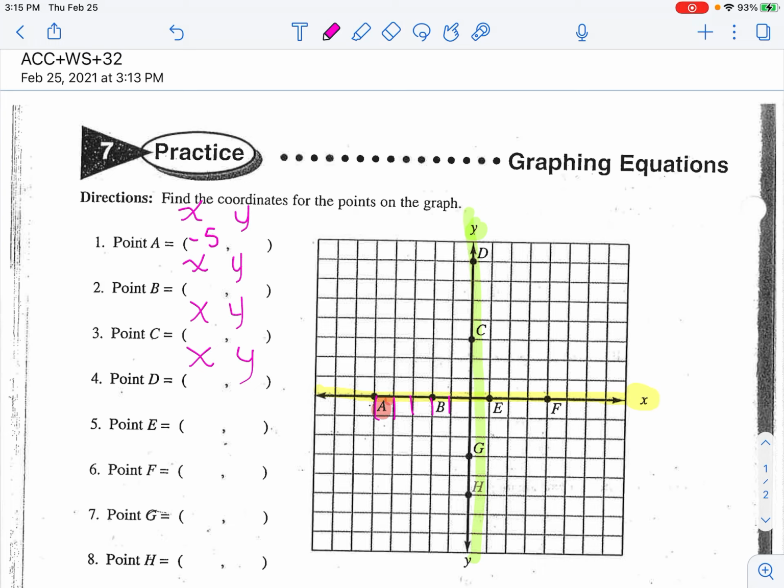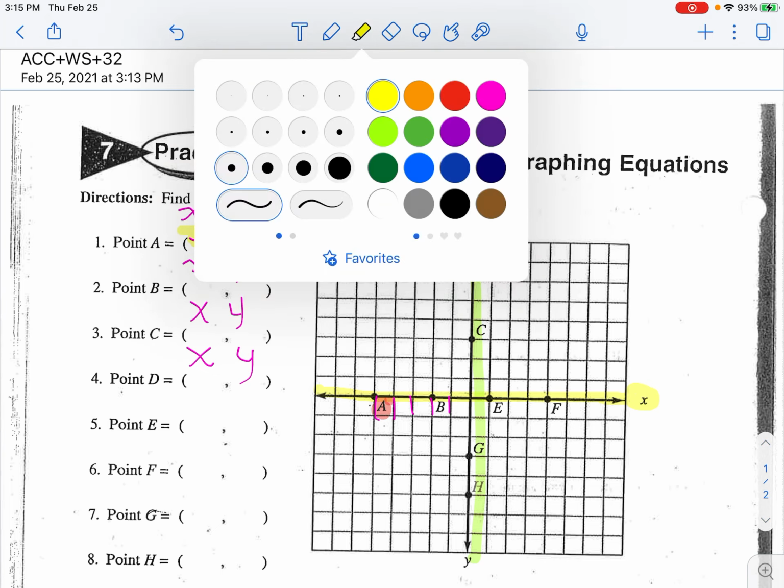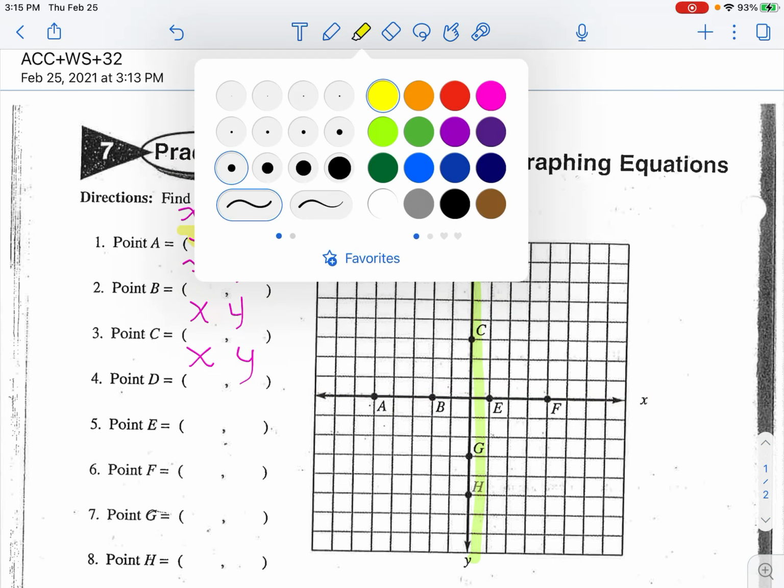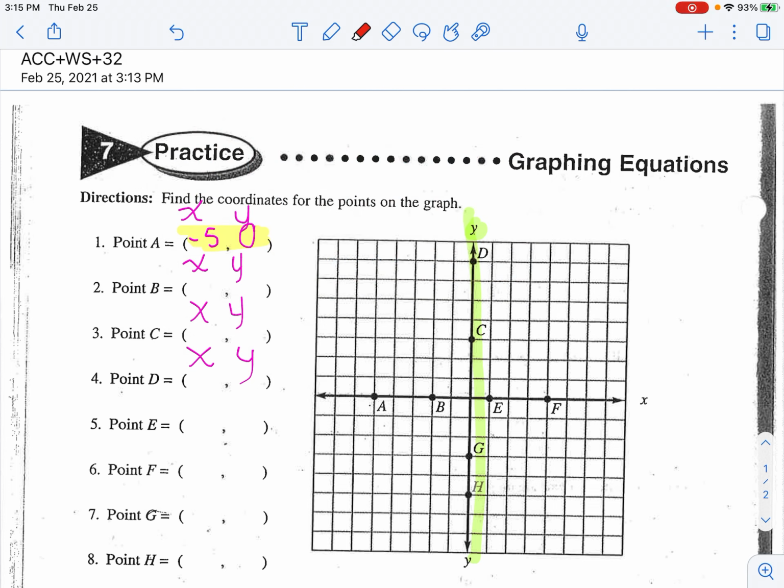And where did they go on the y? Did they go up? Nope. Did they go down? Nope. If your point is on the x-axis, the y value will always be 0. So coordinates of point A are -5 and 0. Okay, let's erase all that and focus on point B right there.